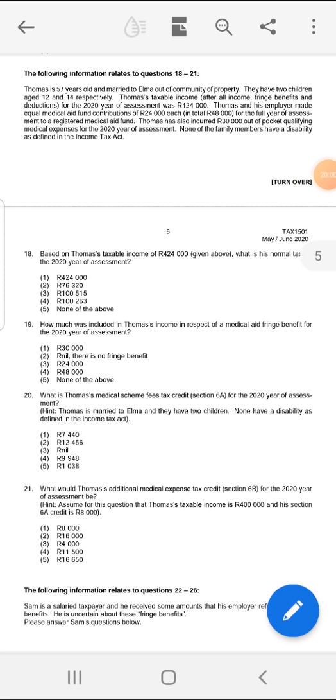Questions 18 to 21. Thomas is 57 years old. We'll take the years into account. Married to Elma, out of community of property. From reading this information, you can even see which questions will follow. You can hear the person is 57 years old, married, out of community of property. Which questions can we be asked if they tell us the person is married out of community of property? Instead, we will be required to calculate the medical aid.